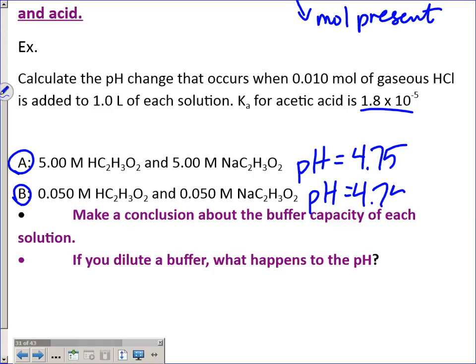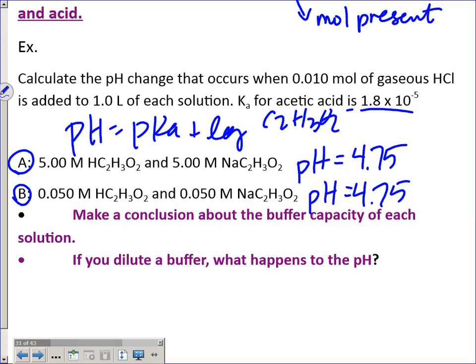Okay, so off the bat, what you guys should realize is I have the exact same buffer here, right? I have acetic acid and sodium acetate. In that formula, pH is equal to pKa plus log of acetate over acetic acid. So the pH is controlled by the acid of choice, the pKa, and the ratio of the moles, or the molarity, of those two species.